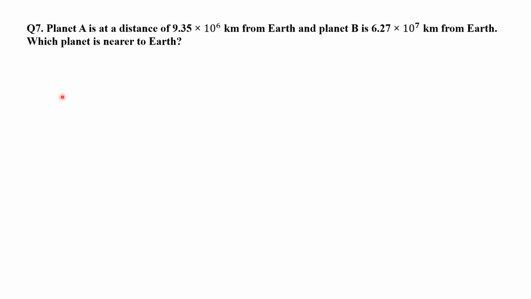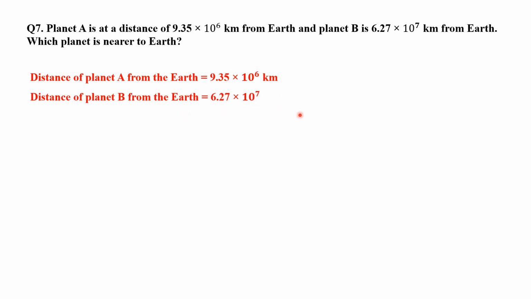Now question number 7. Planet A is at a distance of 9.35 into 10 to the power 6 kilometer from Earth and planet B is 6.27 into 10 to the power 7 kilometer from Earth. Which planet is nearer to the Earth? Now to find out which planet is nearer, we have to compare their distance. Whichever distance will be less from the Earth, that planet will be nearer, right? So it is given here, planet A distance from Earth is 9.35 into 10 to the power 6 kilometer. Planet B distance is 6.27 into 10 to the power 7 kilometer.